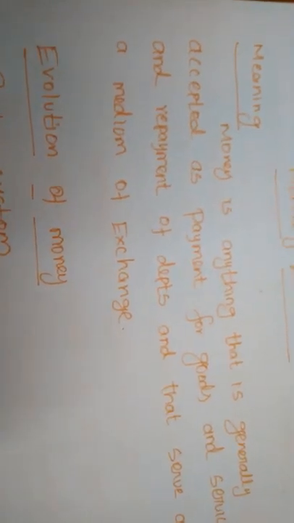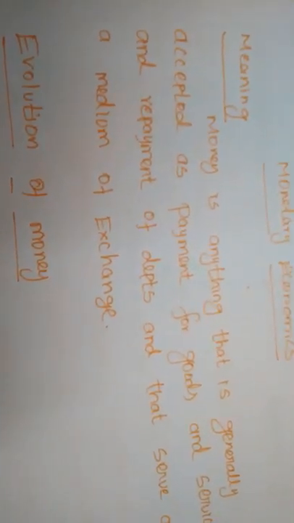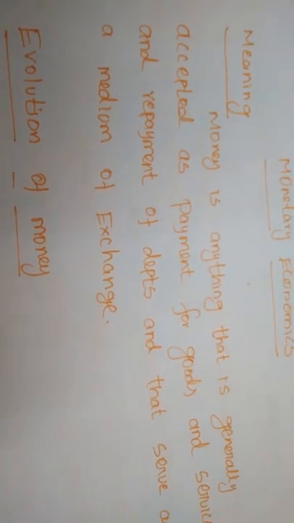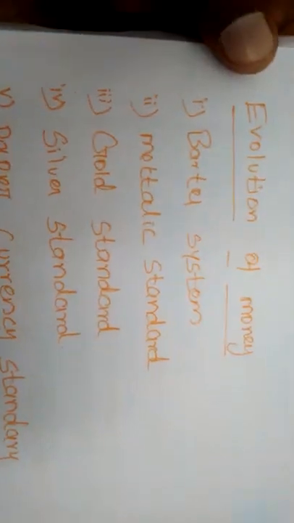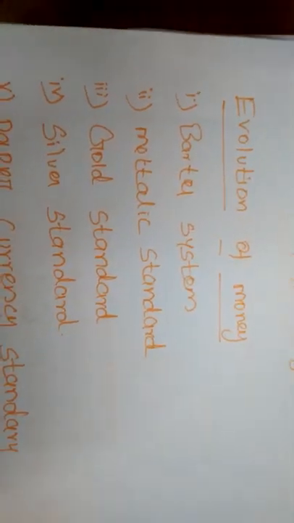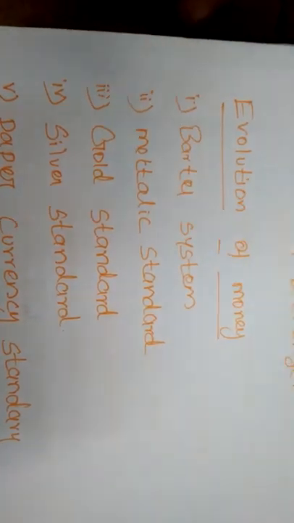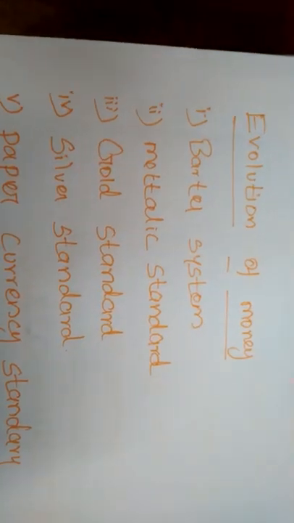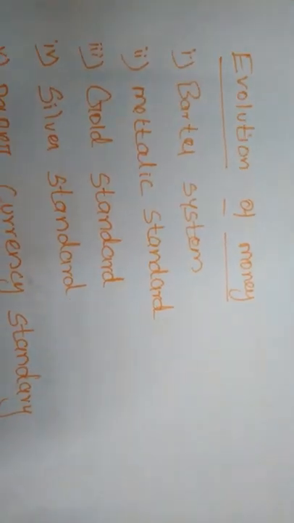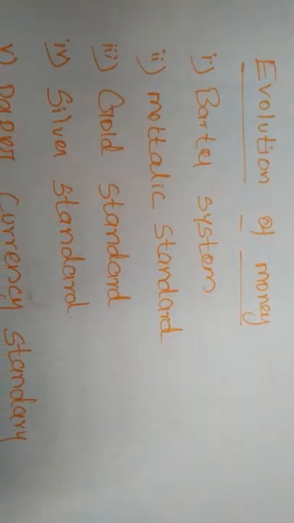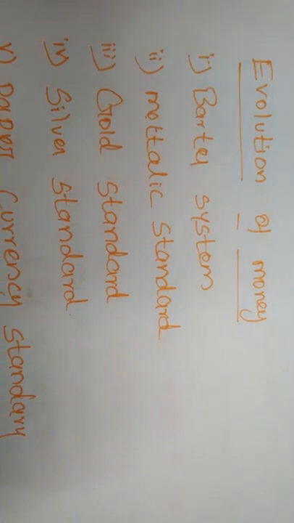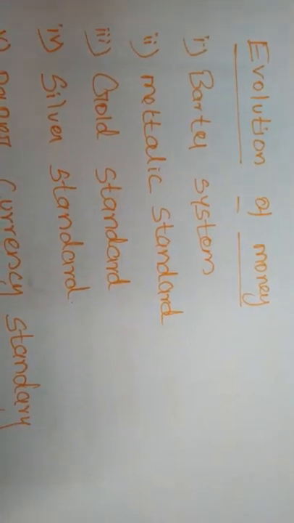So the thing which acts as a medium of exchange, a measure of value and a store of value is called money. Next, the evolution of money. How was money evolved in the course of time? The first one is the barter system. Before the invention of money, how was market activity undertaken?